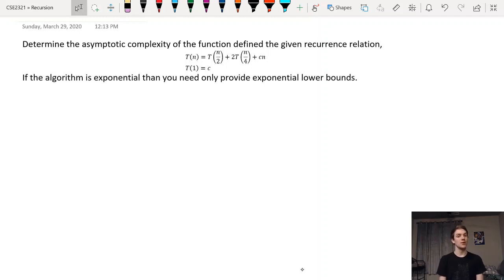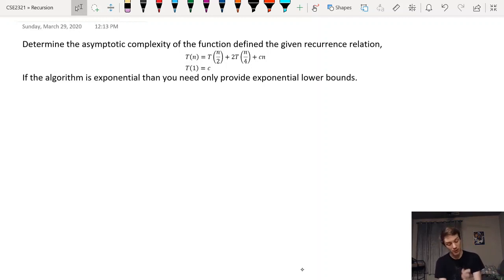Hello everyone. We're going to go through another example with multiple recurrences here. This one is going to be different than the previous ones because this is a divide and conquer type problem. In this problem, we are taking the variable on the right-hand side and dividing it by things. We have T(n/2) + 2T(n/4) + cn.